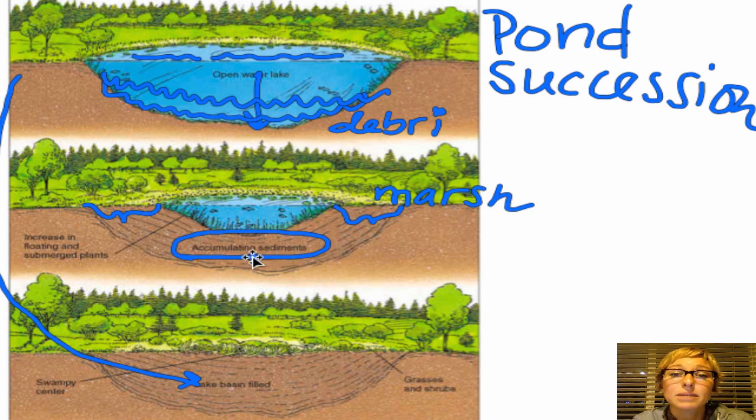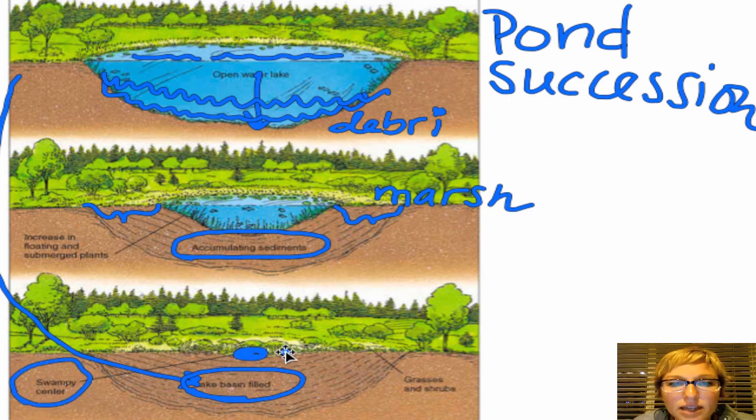So these sediments accumulate on the floor of the lake or the pond, and they make the pond more and more shallow until at the very end we have a filled lake basin, and we have grasses and shrubs, and sometimes there might be a little swamp left in the middle. This is the swampy center. So basically you have this really amazingly nutrient rich soil, because all of this was built from dead plants, dead fish, fish waste, etc.